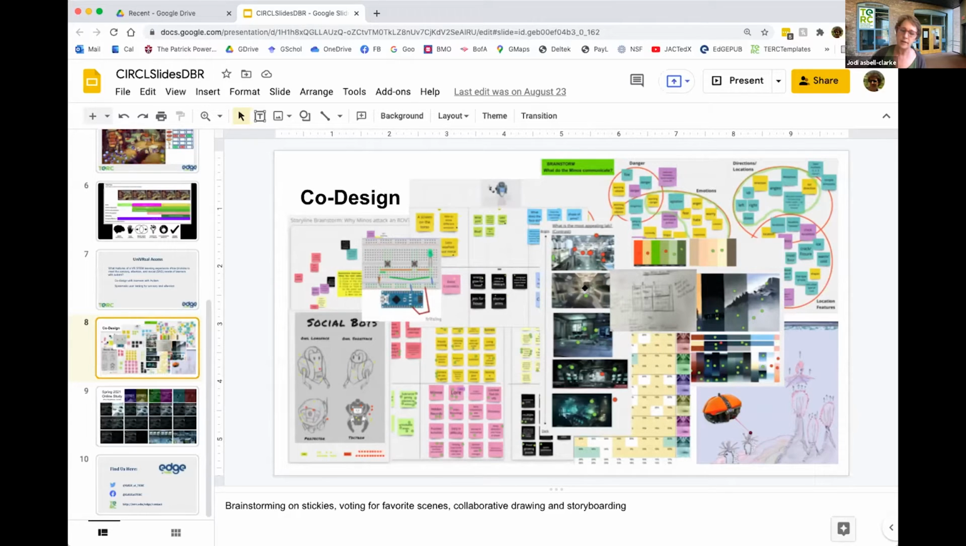And Tian just gave a talk earlier about how their sketch work actually morphed into the real digital assets that they're using in their experience. So that's an example of co-design.